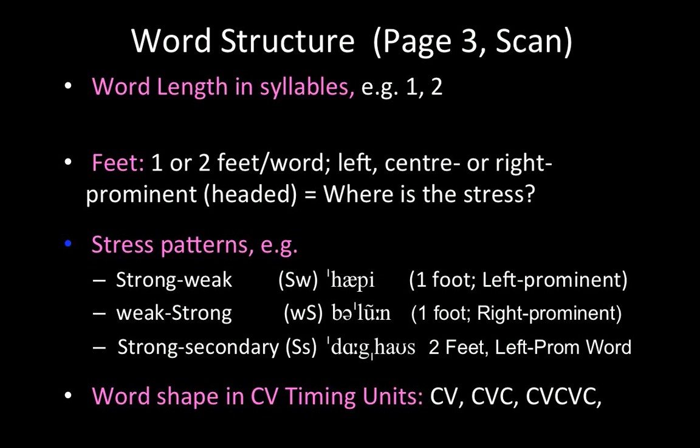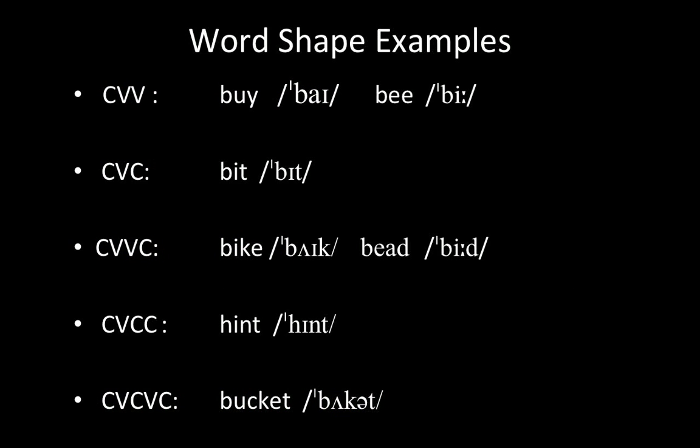And there'll be more information for you when you hear page 3 described. Here's some examples of word shapes in English. CVV, by or be with a long vowel. CVC, bit. CVVC, bike or bead, and so on.